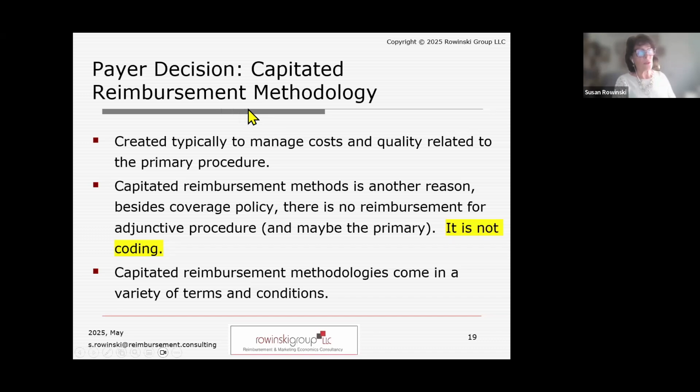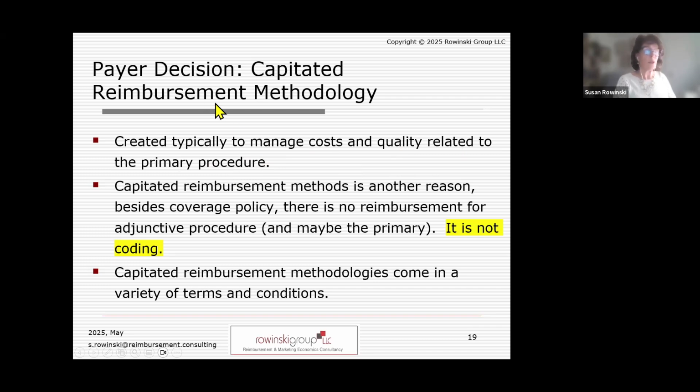That is the second reason that a procedure is not reimbursed: it has to do with capitated reimbursement methodologies. We're going to talk about a couple of examples here. I see I'm doing well on time. These capitated reimbursement methodologies are created by the payers, the health insurance payers, to manage costs and quality related to the primary procedure.